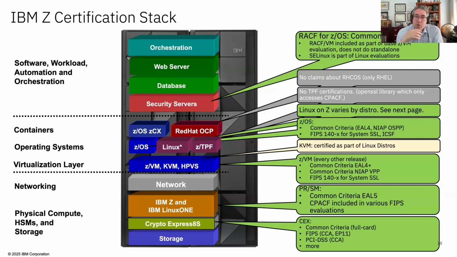RACF actually has its own evaluation under z/OS. And that actually comes out as an EAL5. The z/OS team has done a fantastic job proving that RACF is solid as a rock. Not something that really ever happens elsewhere in the industry today, at least. In the case of z/VM, we have RACF. We assume its presence inside of the z/VM evaluation, and we don't do a standalone evaluation for it. Similarly, SELinux in the Linux distros, automatically included, not validated separately.